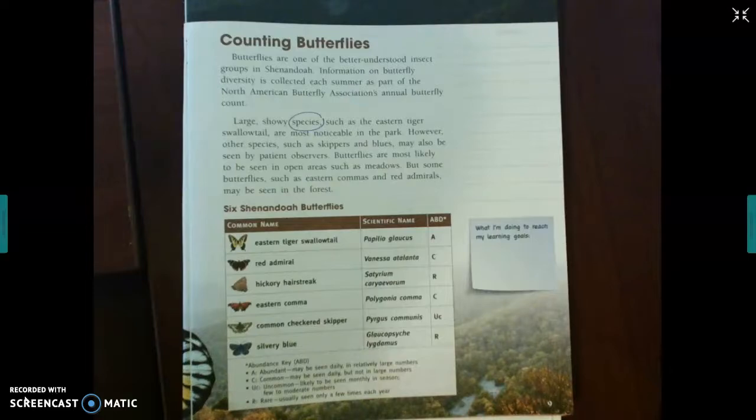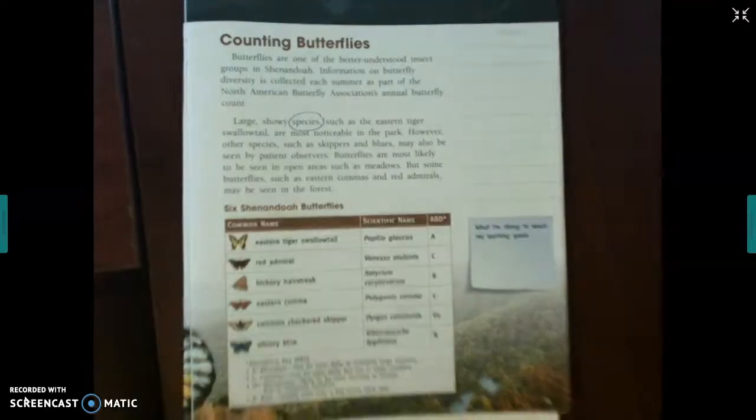Butterflies are most likely to be seen in open areas, such as meadows, but some butterflies, such as eastern commas and red admirals, may be seen in the forest.